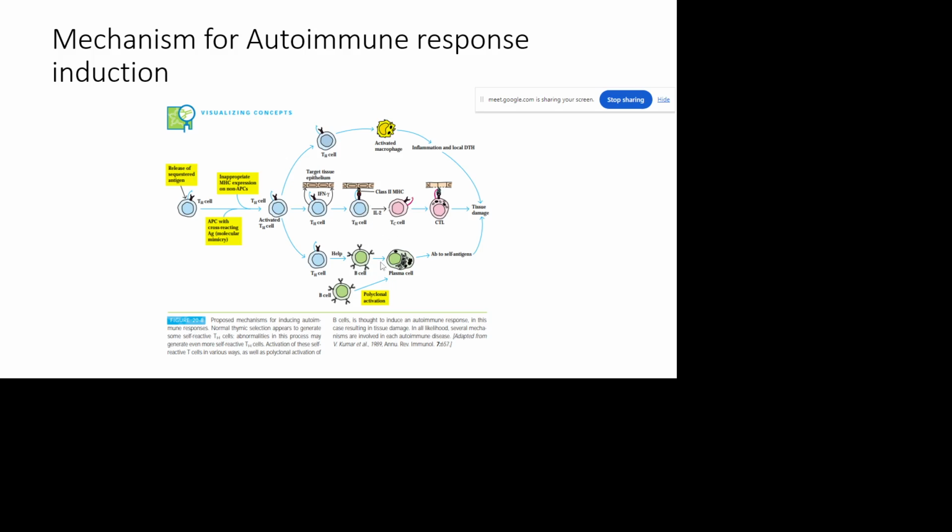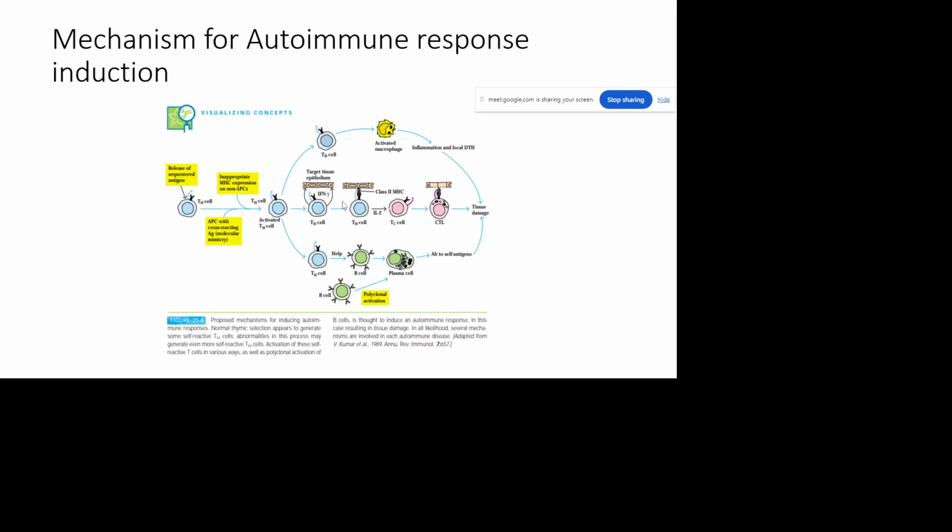As a result, this helper T cell will be activated and it will release IL-2. This IL-2 will in turn activate the cytotoxic T cell. Now this cytotoxic T cell will interact with this target tissue, which is expressing the self antigen by class 1 MHC, right? So this CTL will damage this target tissue, and that will cause the tissue damage.